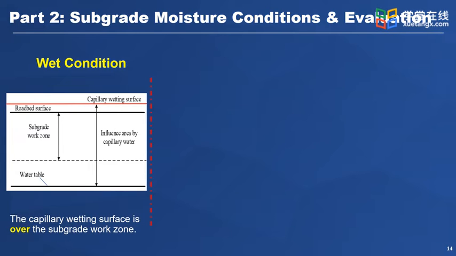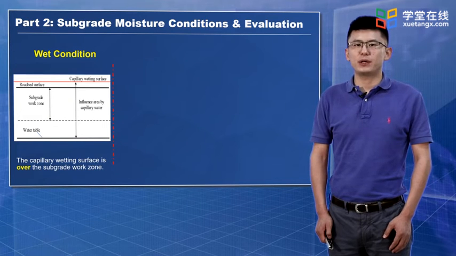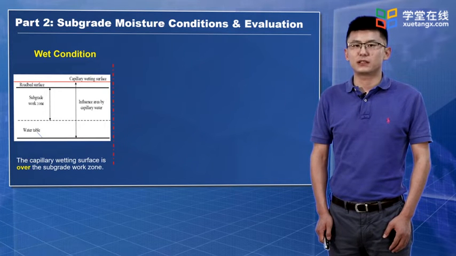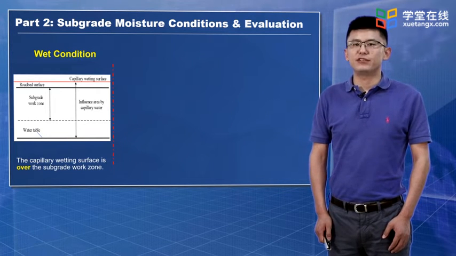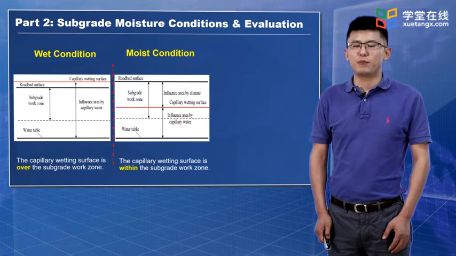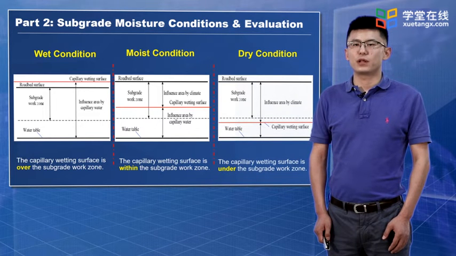For example, the wet condition: if the capillary wetting surface is over the subgrade walk down, it is called the wet condition. If it is within the subgrade walk down, it is the moist condition. However, if it is under the subgrade walk down, it is the dry condition.